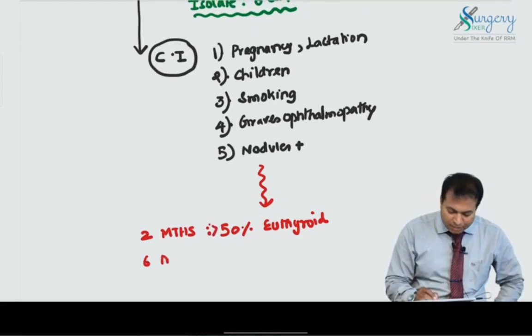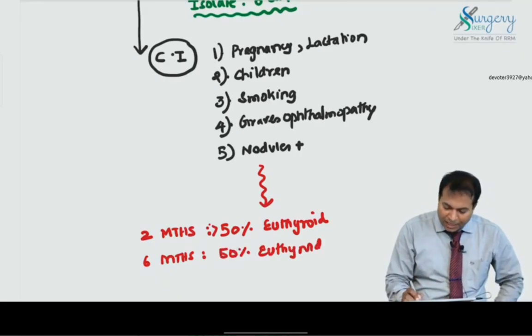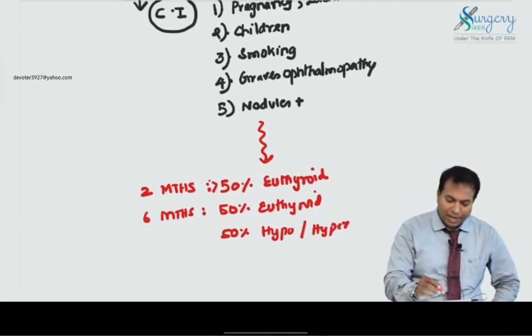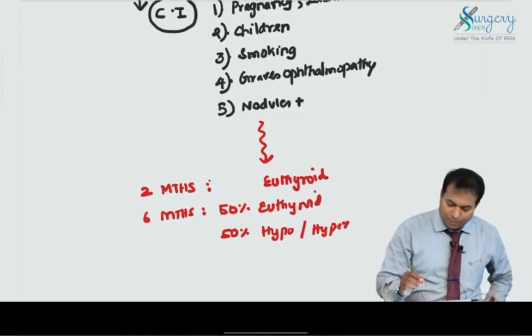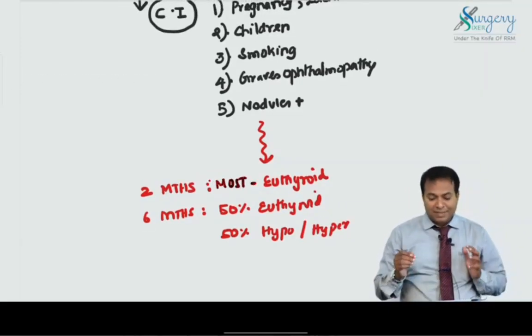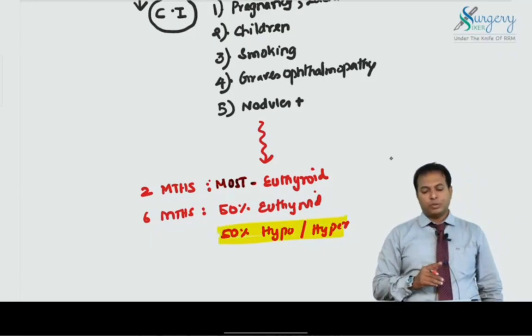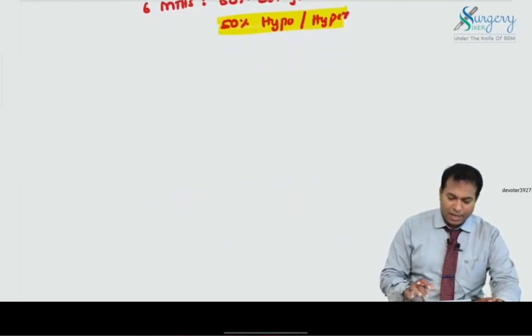But the problem is, in 6 months, what happens? If you go and see them again, 50% will still remain euthyroid, and the remaining 50% will be either hypothyroid or still hyperthyroid. This is one line from Bailey & Love. There is no percentage actually given in Bailey & Love; it says most become euthyroid in 2 months, but in 6 months only 50% remain euthyroid and the remaining become hypo or hyperthyroid. So this is one problem with radioactive iodine ablation therapy.